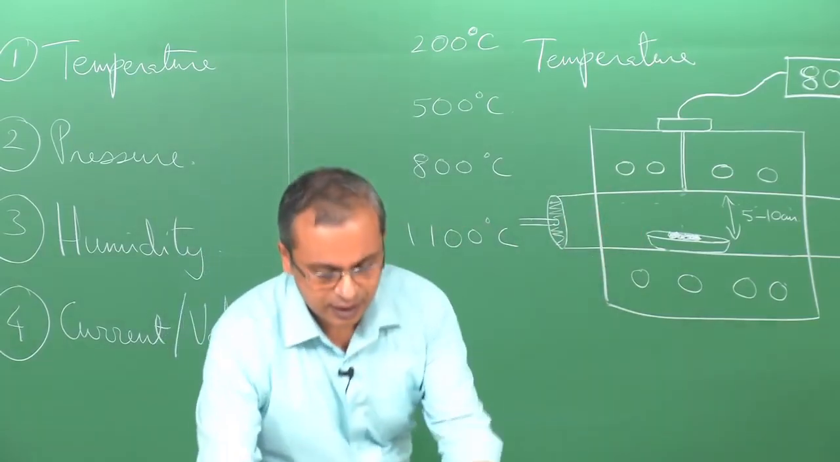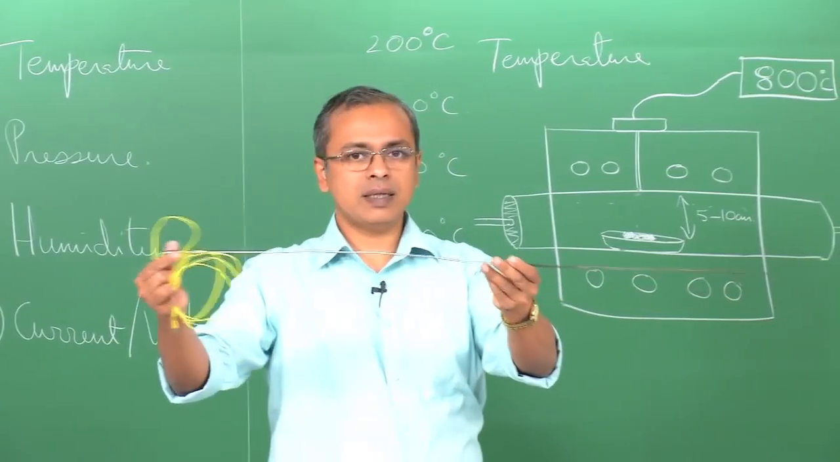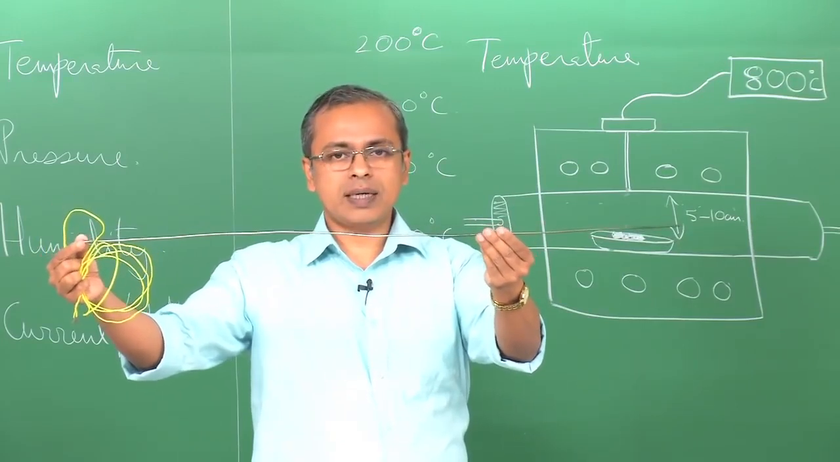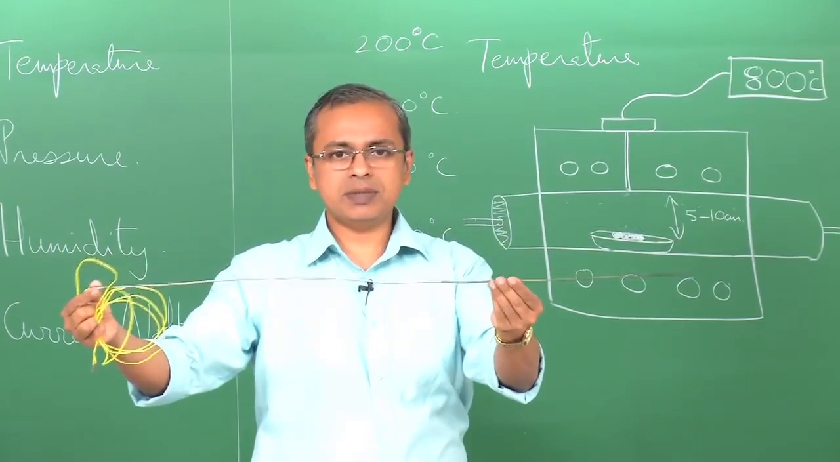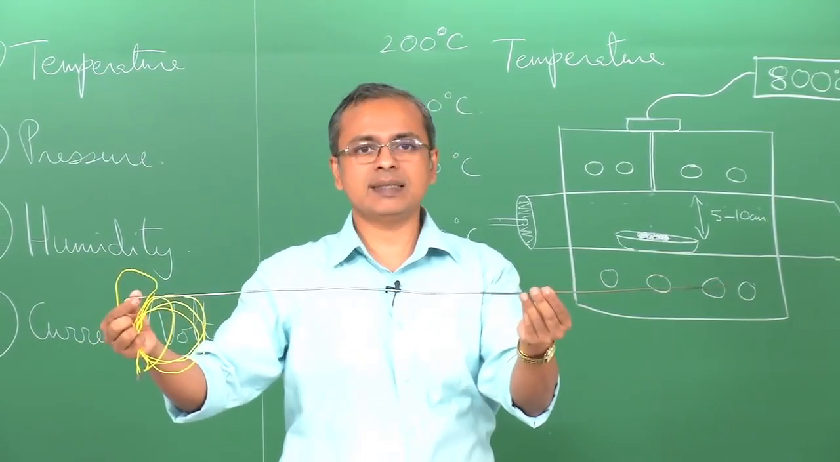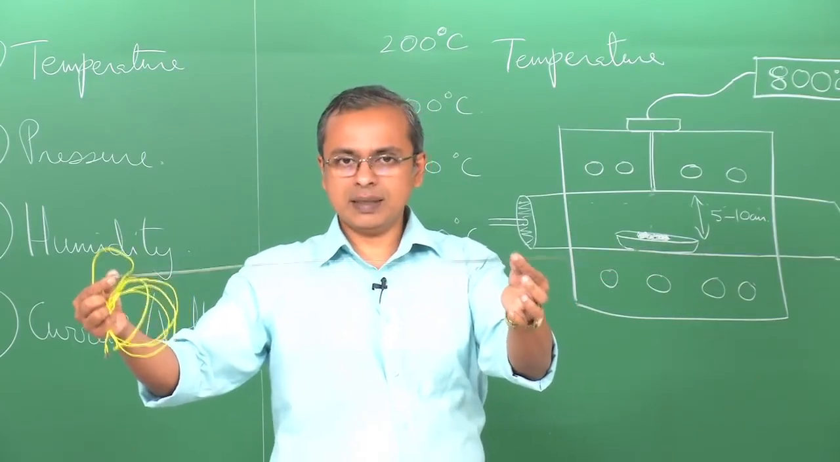For example, this is a thermocouple. It is just a thermocouple wire that you see here, a K-type thermocouple. You can get this in all your labs and experimental facilities; most likely it is there in your lab. It is a long thermocouple wire.